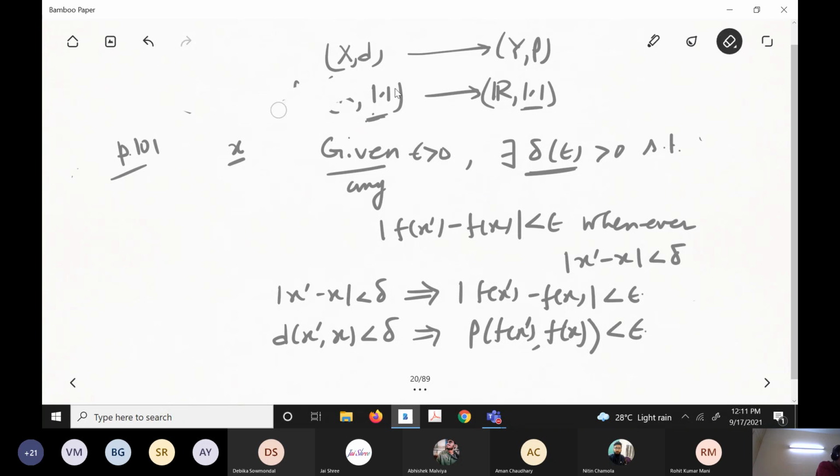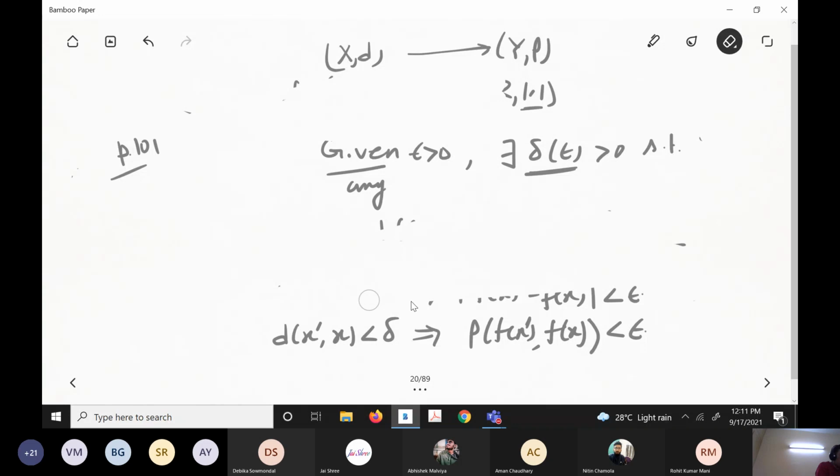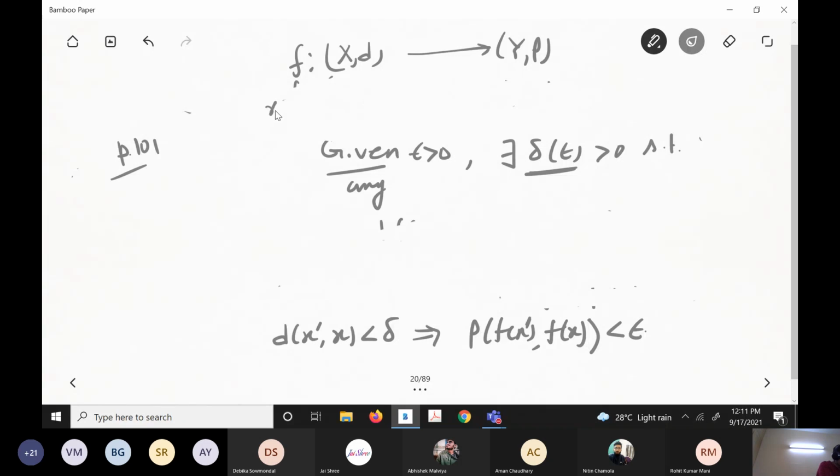Now erase this thing. This is your X. Suppose you have a function and you are taking a point x belonging to X. This point you are picking and keeping fixed, so that x' will be in the neighborhood of it, which I will explain. Given epsilon, that means any epsilon greater than 0, there exists delta, which depends on epsilon, such that you have this. This is the definition, the same thing as for a real valued function on the real line.